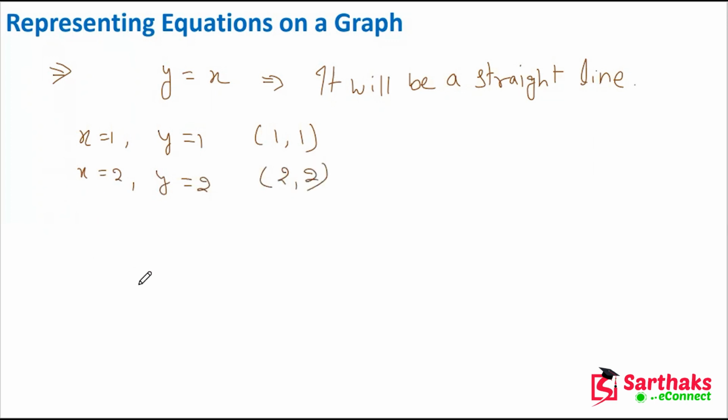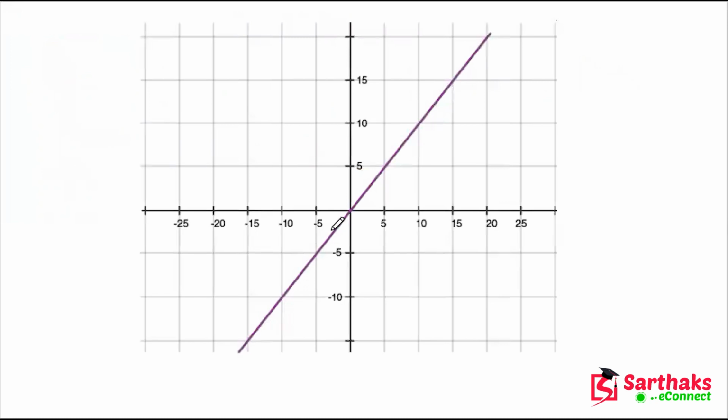And so on. If you draw these coordinates on the graph, we get this type of graph. This is the graph which represents the equation. Now you can see that if x equals 1, then y is also 1. If x equals 2, then y is also 2. If x equals 5, then y is also 5. If x equals minus 5, then y is also minus 5. I hope you get this point.